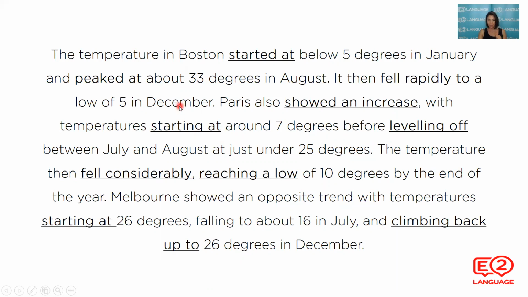The temperature then fell considerably, reaching a low of 10 degrees by the end of the year. So instead of December, I said the end of the year. Melbourne showed an opposite trend, with temperatures starting at 26 degrees, falling to about 16 in July, and climbing back up to 26 degrees in September.